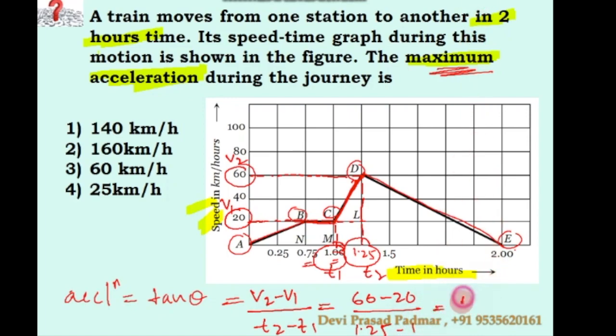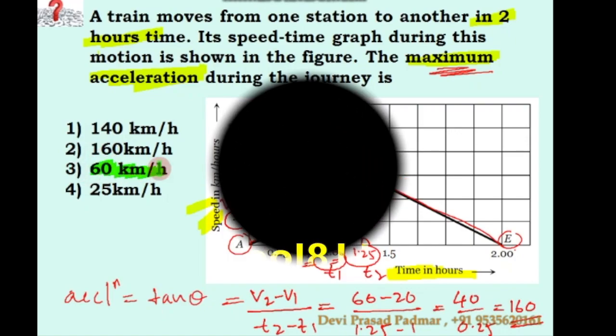That's equal to 40 divided by 0.25. If you simplify this, you will get 160. But what about the unit? Unit will be kilometer per hour. It is given here. Therefore if you look at the options, here we have option 2.